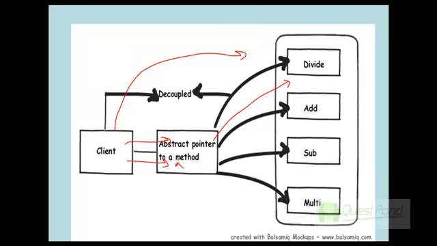And this abstract pointer can be created by using delegates. Delegates are nothing but pointers towards functions or methods. So it is a very abstract pointer which you can point towards a function, and then you can invoke it in a very generalized manner.